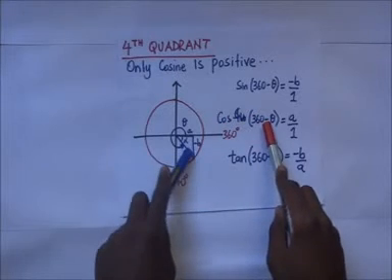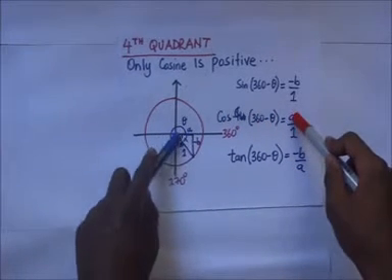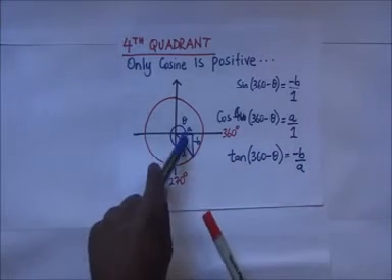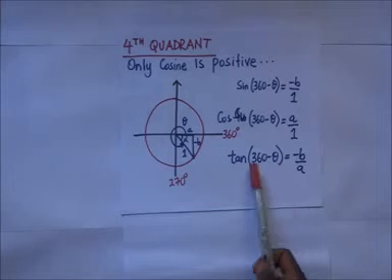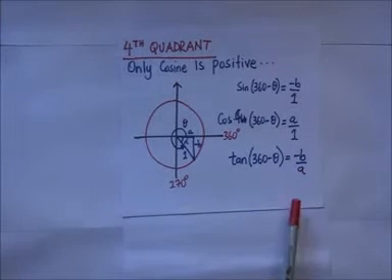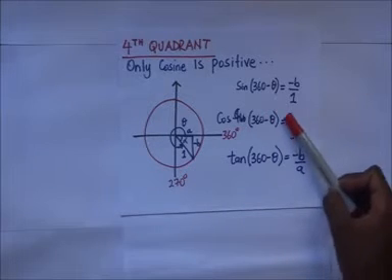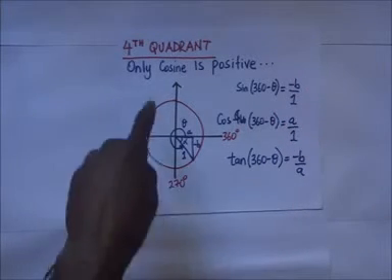Cosine of alpha is going to be equal to adjacent, which is A, over hypotenuse, which is 1. And then the tangent of alpha is going to be opposite, which is negative B, over A. So you realize that here it's only the cosine that is positive. The rest are giving us negative answers in the fourth quadrant.